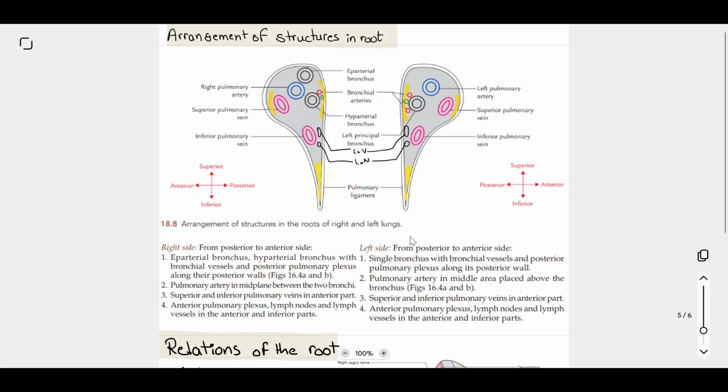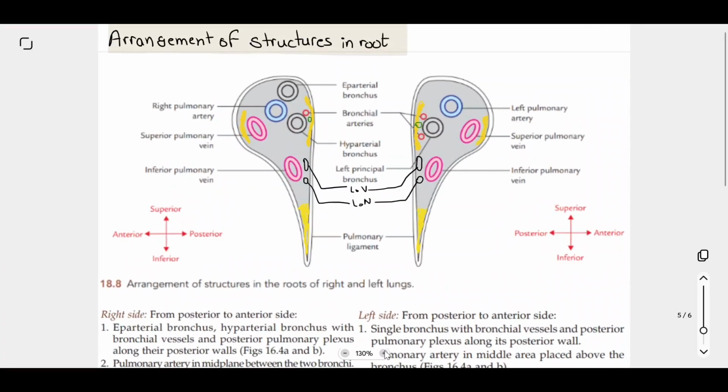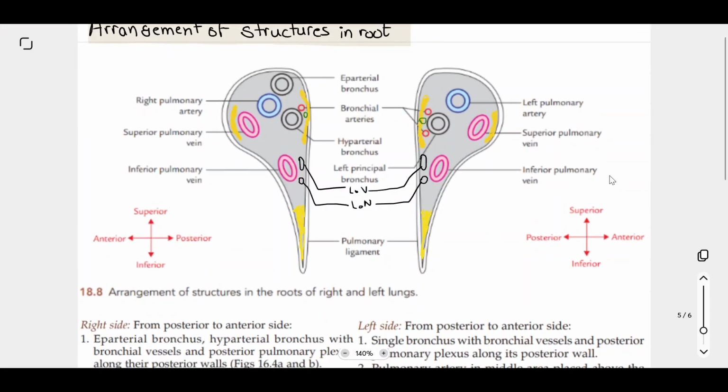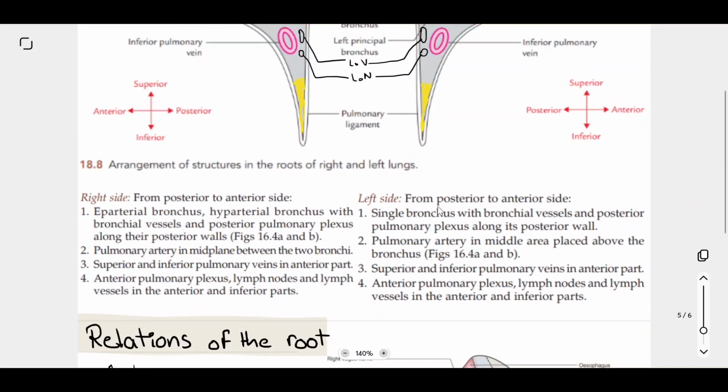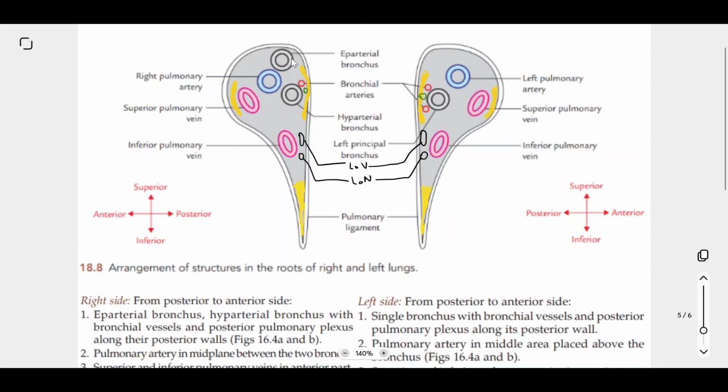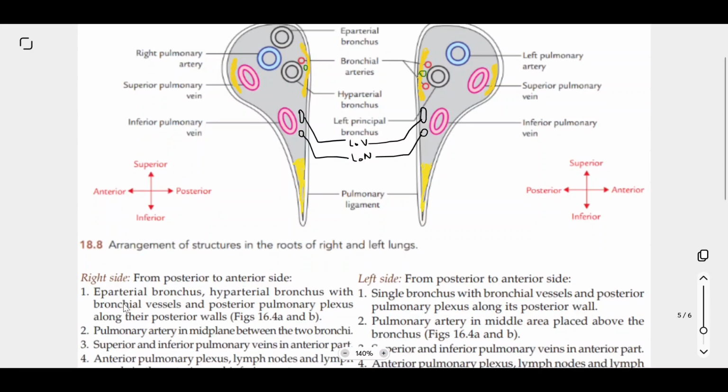Next, I have the arrangement of structures in the root. This is the same diagram. So the arrangement on the right side is from posterior to anterior. This is our posterior side, and this is our anterior side. Posteriorly I have the epiarterial bronchus. This is our epiarterial bronchus, then the hypoarterial bronchus with bronchial veins.